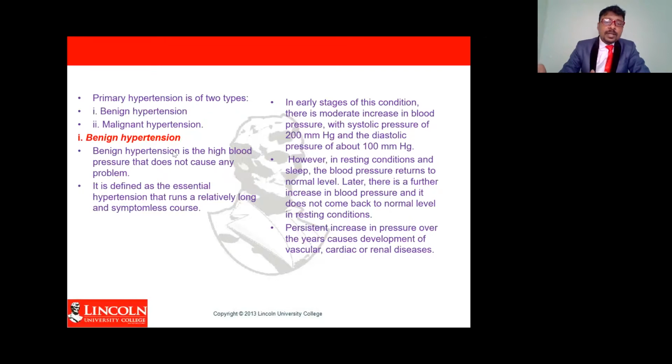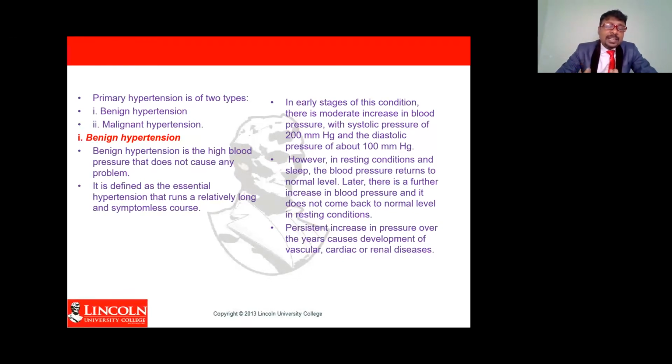It won't spread. Same here, in benign hypertension the person gets high blood pressure, but there is no causative factor and there are no symptoms. They have a symptomless course, which means they won't get any other complications. The blood pressure may increase to 200 systolic and above 100 diastolic, but after some time it comes back to normal in the resting condition.